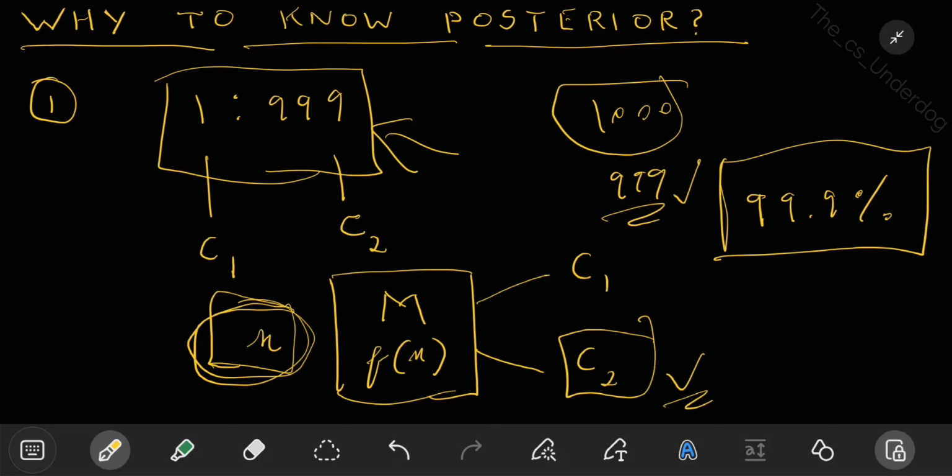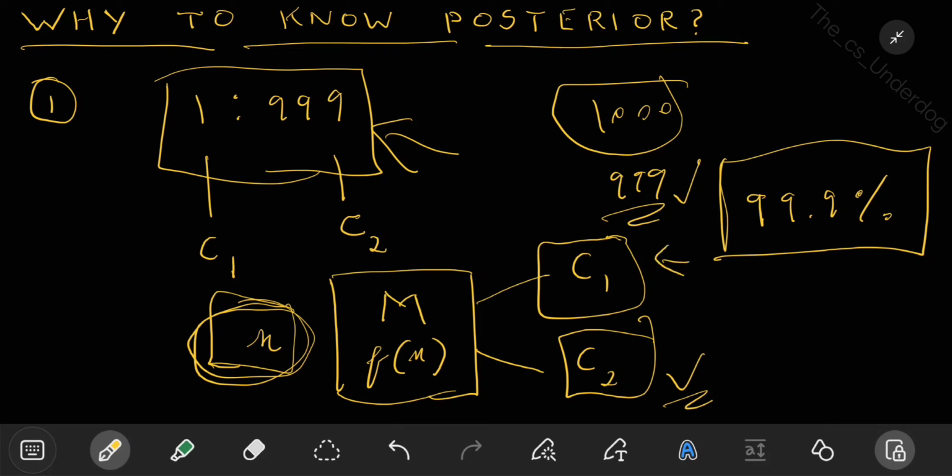Because when you are designing a model, you want it to apply logic in order to understand whether it is C1 or C2. If it simply says that it is C2, why should you even have a model? So in these sorts of cases, the posterior helps you find a way to weigh different classes appropriately.